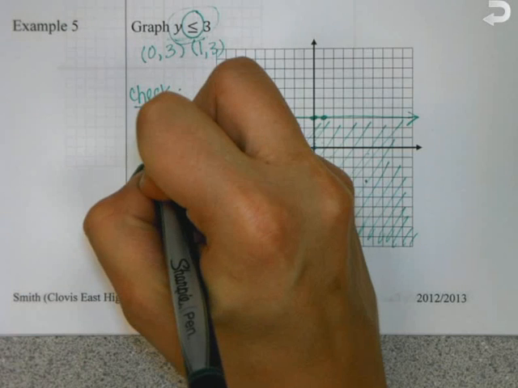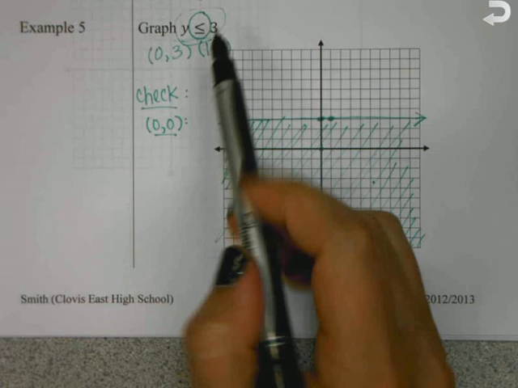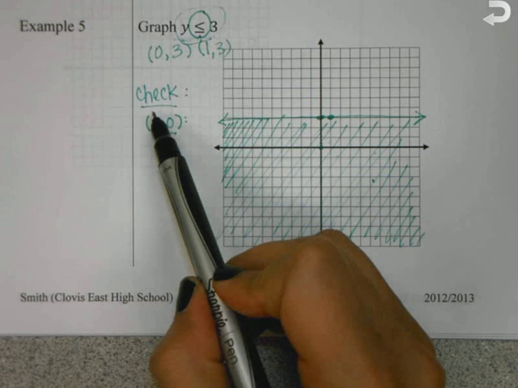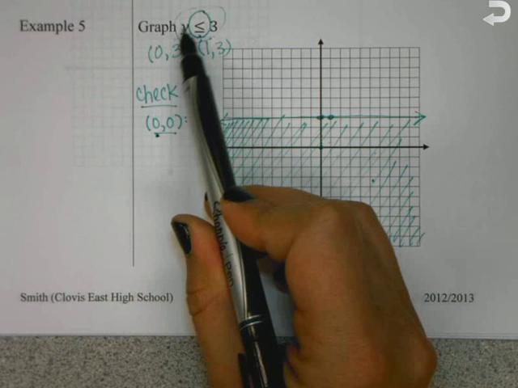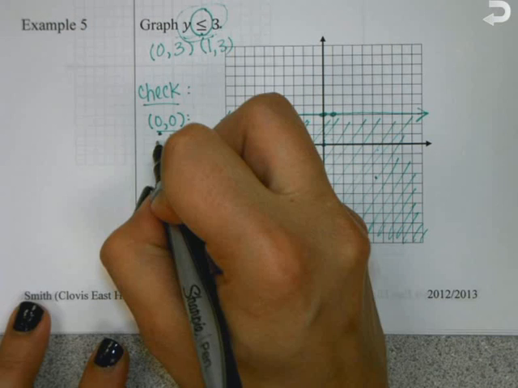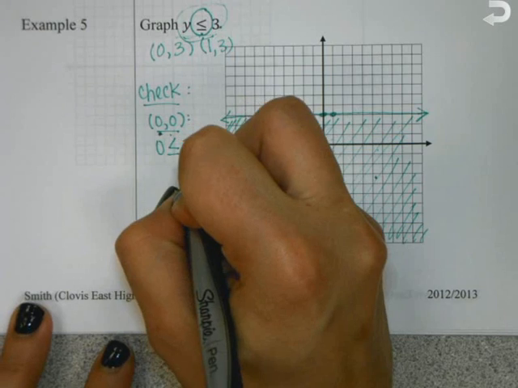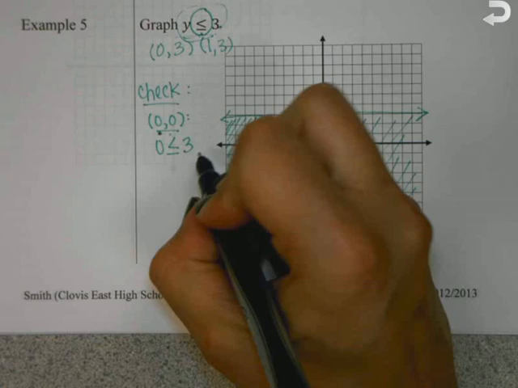Now here's my inequality, y less than or equal to 3. Do I care what the x is? Is there an x in there at all? No, so it doesn't matter. So we're just going to plug in 0 here. So 0 less than or equal to 3. Is that a true statement? Yeah. And we expected it to be because it was inside the shaded area.